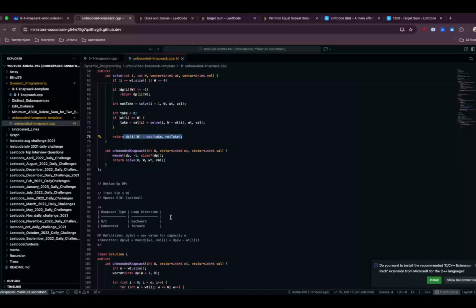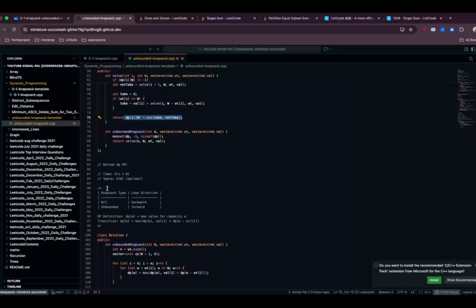So now comes the part for the bottom up. In the 0 1 knapsack, what we were doing was a backward loop. Now here we need to do a forward loop. That is the only difference which will be there.